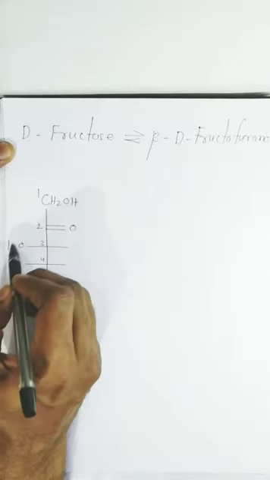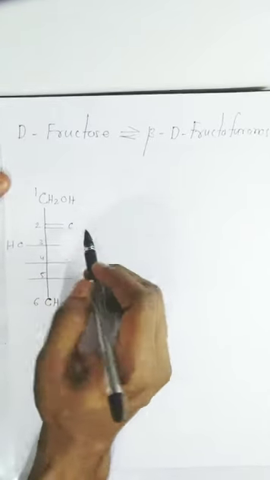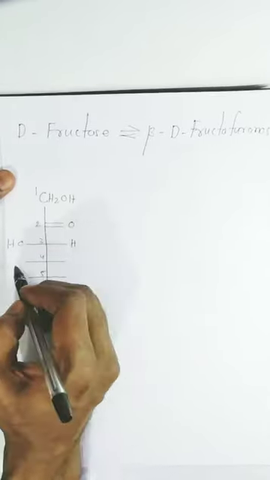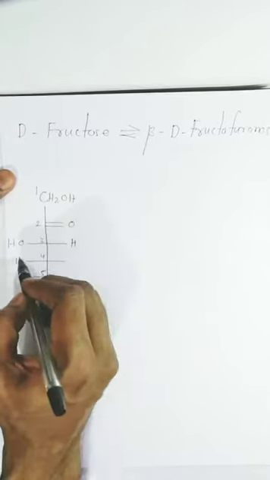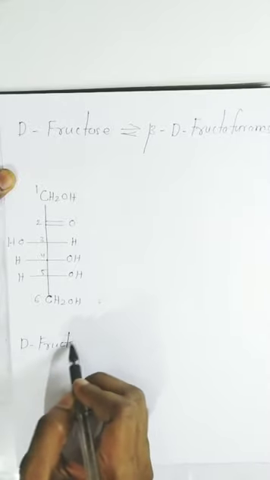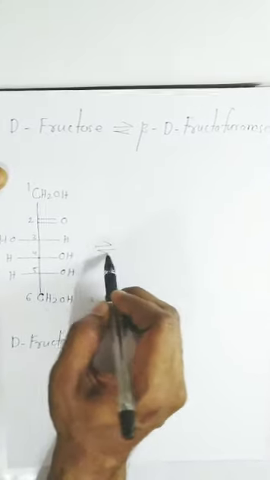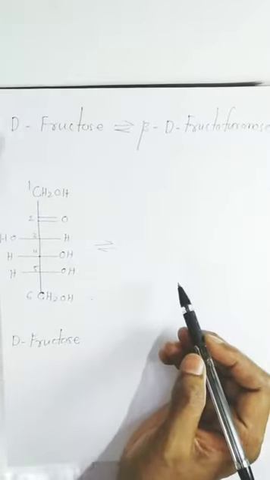The third carbon has OH always on the left hand side, and H on the right hand side. At the fourth carbon, H is on the left hand side and OH on the right hand side. And this is the simple D-fructose, the open chain structure of D-fructose. How is it converting into beta D-fructofuranose? What happens, students?